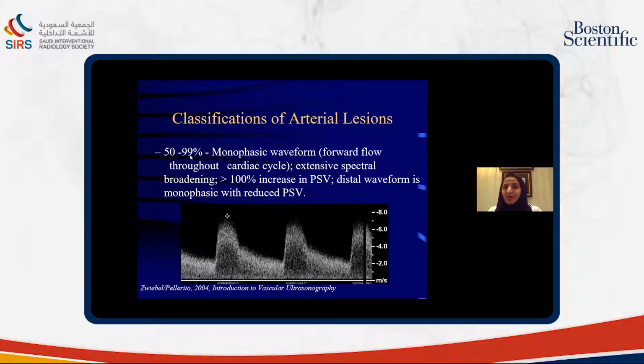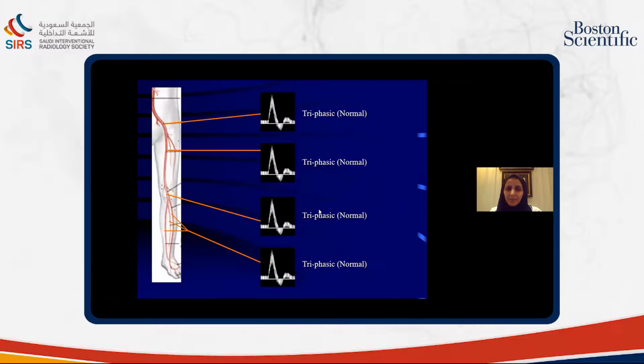From 50 to 99, here monophasic waveform and spectral broadening, extensive spectral broadening here. We don't see a normal spectral window. Velocity more than 100, so the stenosis is very high, from 50 to 90% of the stenosis.